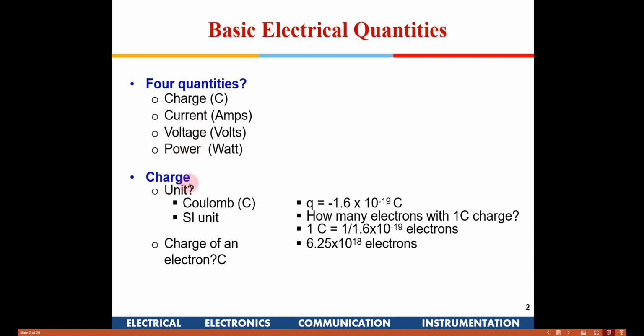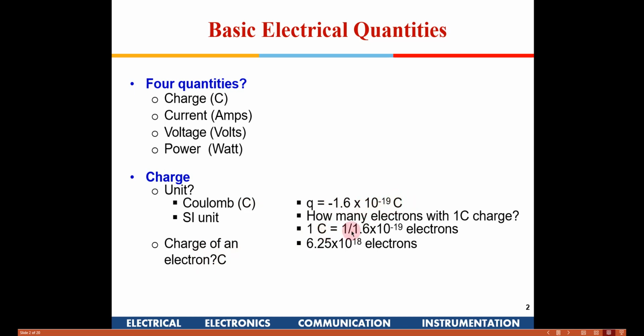Charge: the unit of charge in SI is the coulomb. These things you have already done in your plus 2, so it's just a kind of revision. And what is the charge of an electron? It is minus 1.6 into 10 to the power of minus 19 coulombs.